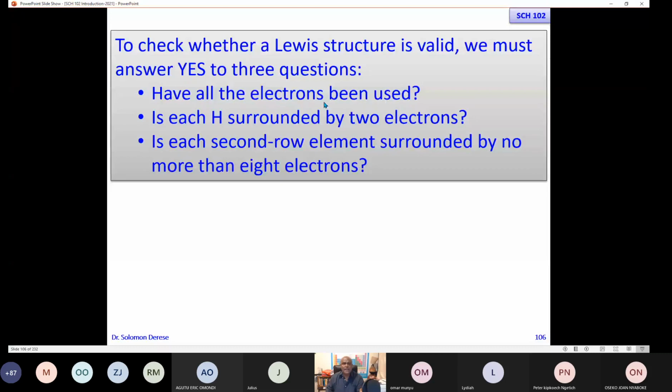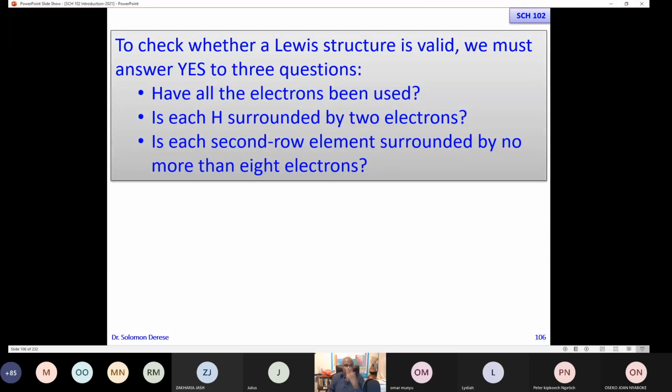Have all the valence electrons been used? The answer to this must be yes. Is each hydrogen surrounded by 2 electrons? The answer to this also should be yes. Is each second row element surrounded by no more than 8 electrons? The answer to this should also be yes. If the answer to these three questions is yes, the Lewis structure you have drawn is valid.